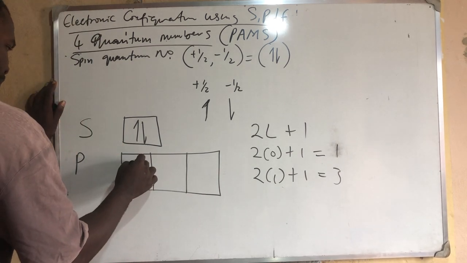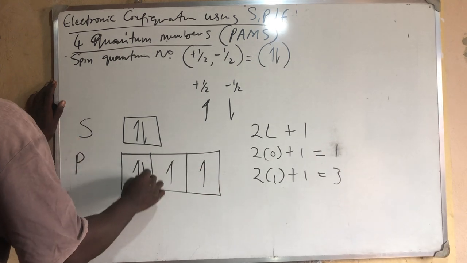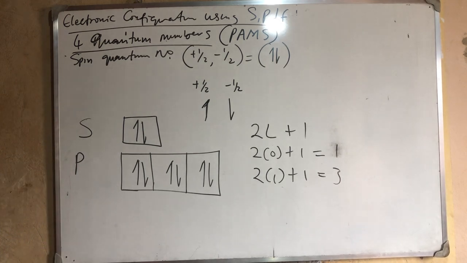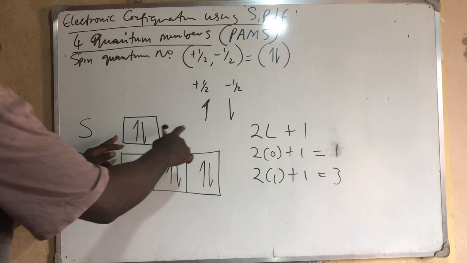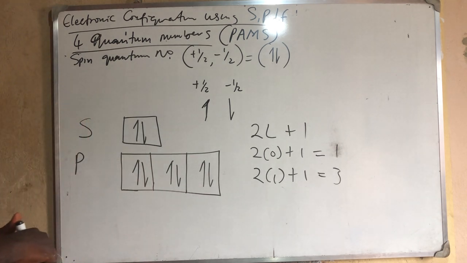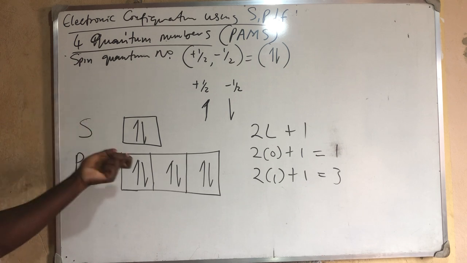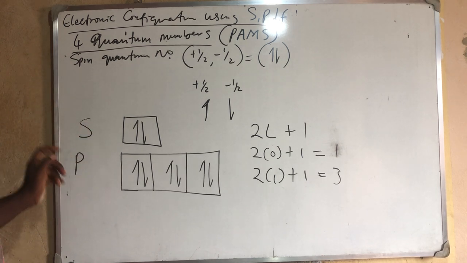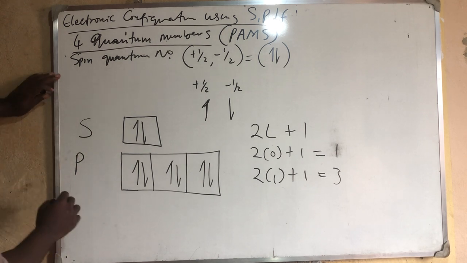If we share this into 3, first of all you spin up, then before you spin down. So the maximum number of electrons p can take is 6, because it has 3 orbitals. Since it has 3 orbitals, and each orbital must contain 2 electrons, p will take a maximum of 6 electrons. s will take a maximum of 2.